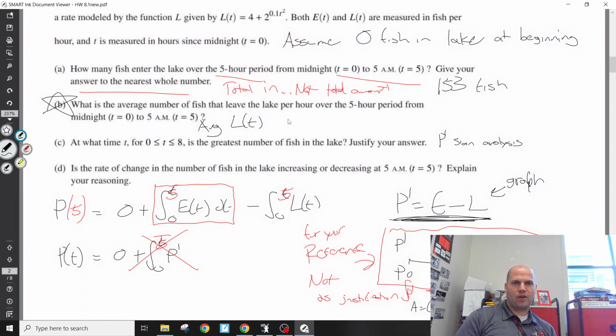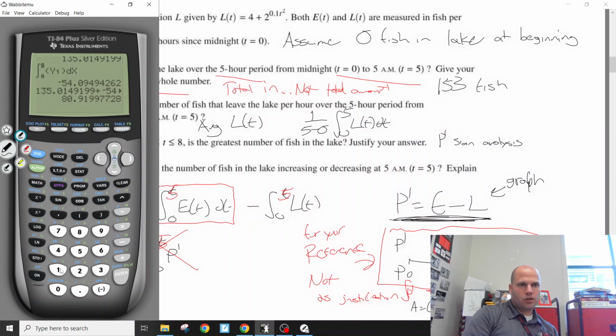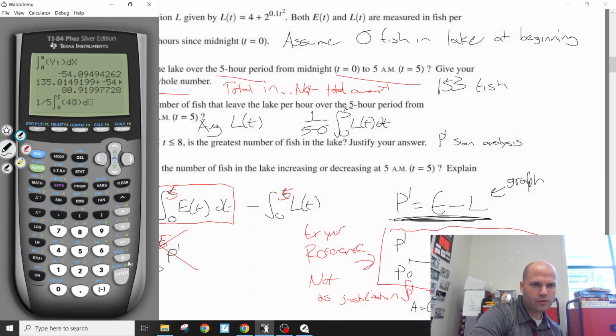Oh, I remember how to find average in this class. 1 over B minus A, integral from A to B of what we're trying to find the average of. If I didn't have a calculator, I'd have to take the antiderivative of L of T. But I do have a calculator, so I'm just going to type it in. So 1/5, math, 9, 0.25, 4 plus 2 to the 0.1 t squared.